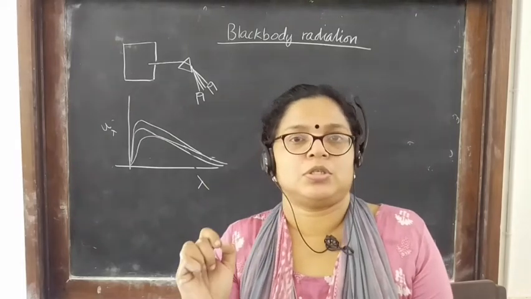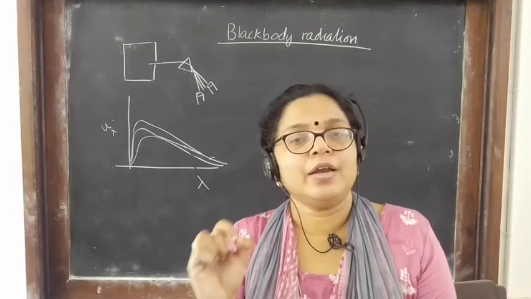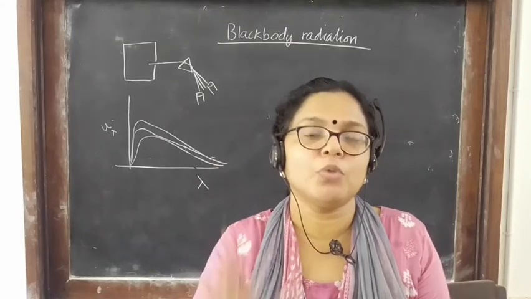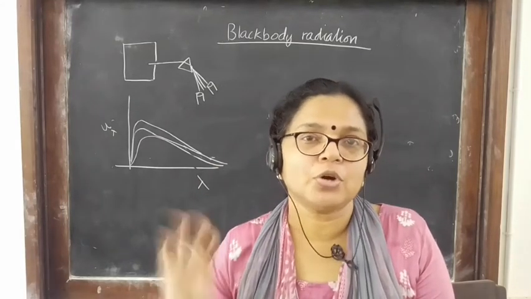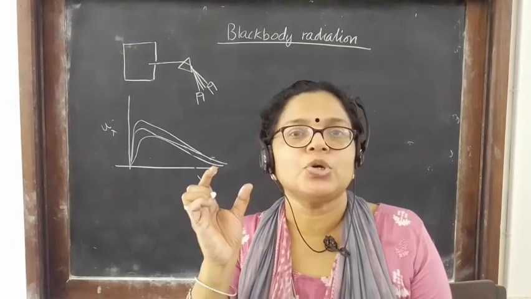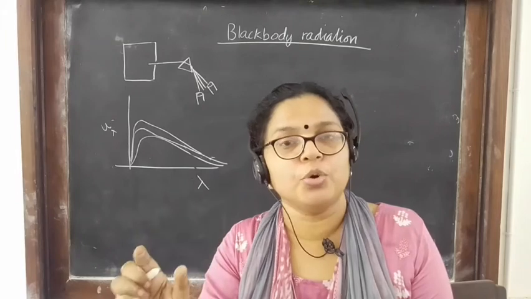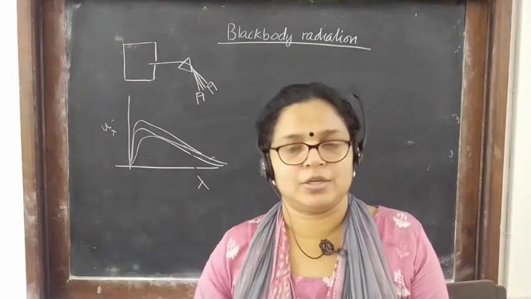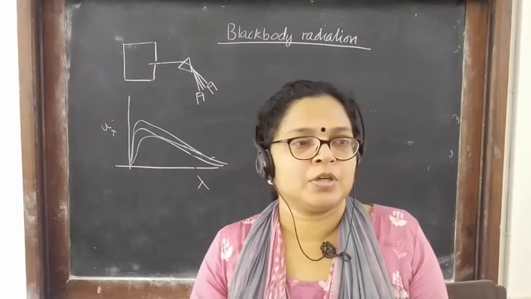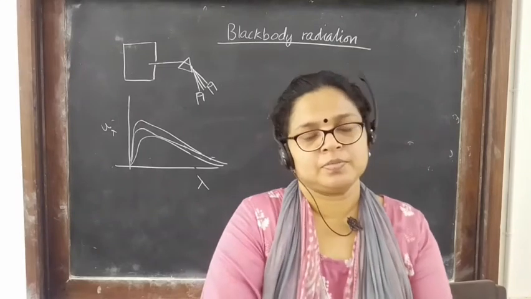And then we multiply the number of modes by the average energy per mode. That will give you the total energy. Number of modes into average energy of each mode, that will give you the total energy. So first we have to calculate the number of modes. That is the classical concept.